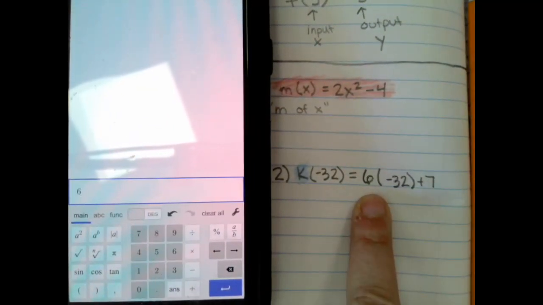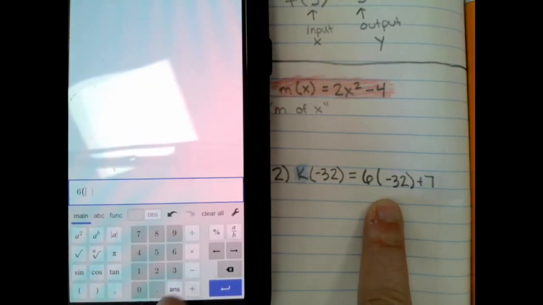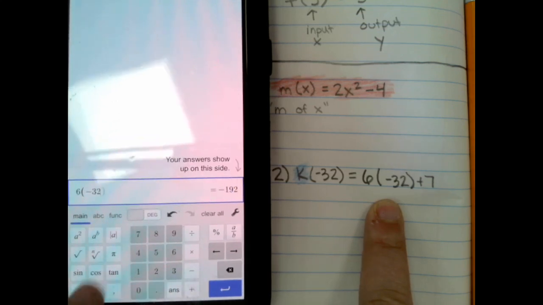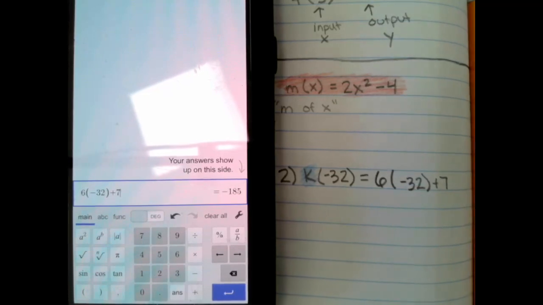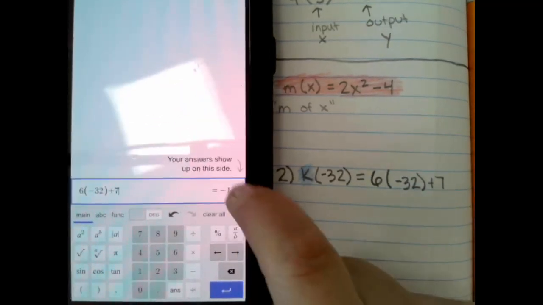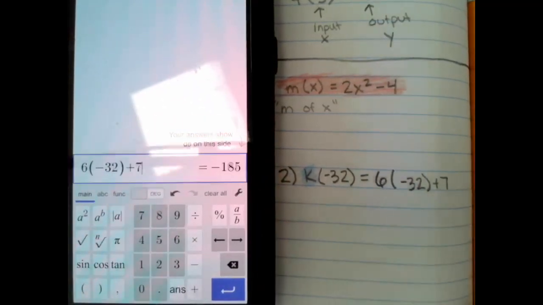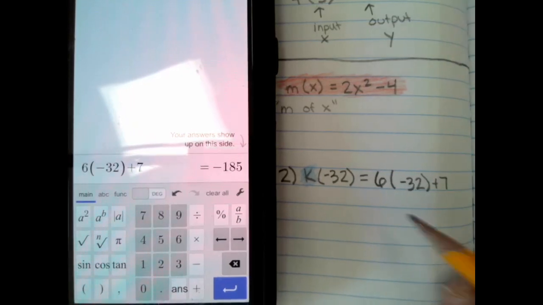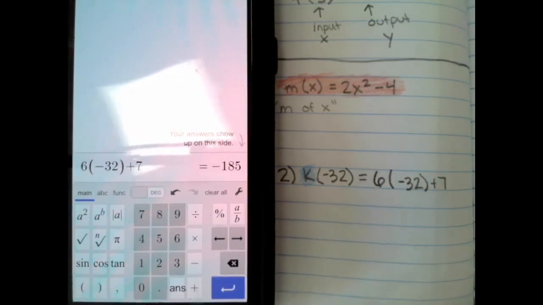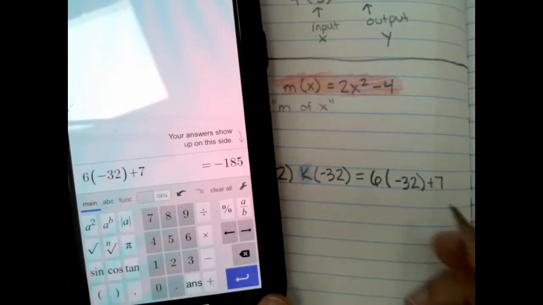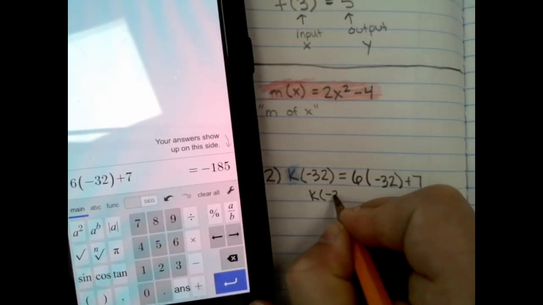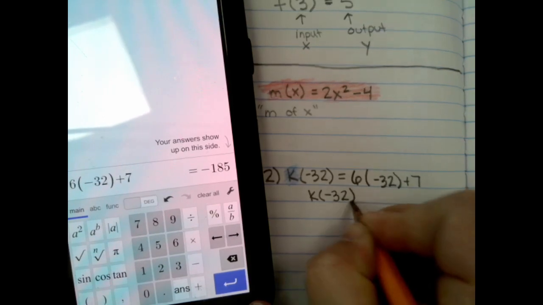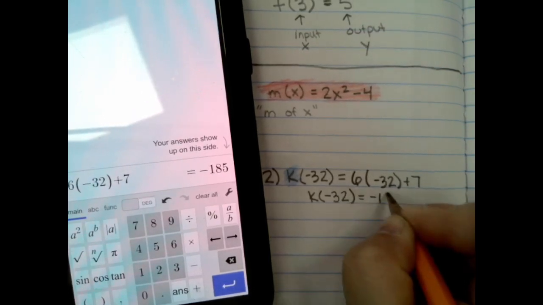So 6, parentheses, negative 32, plus 7. We could do it in our heads or use our minds to figure that out. But we can also use Desmos at this point, because the goal of this lesson is to really figure out what do we get out when we put in negative 32. So what do we get out when we put in negative 32? Good, negative 185. So k of negative 32 equals negative 185.